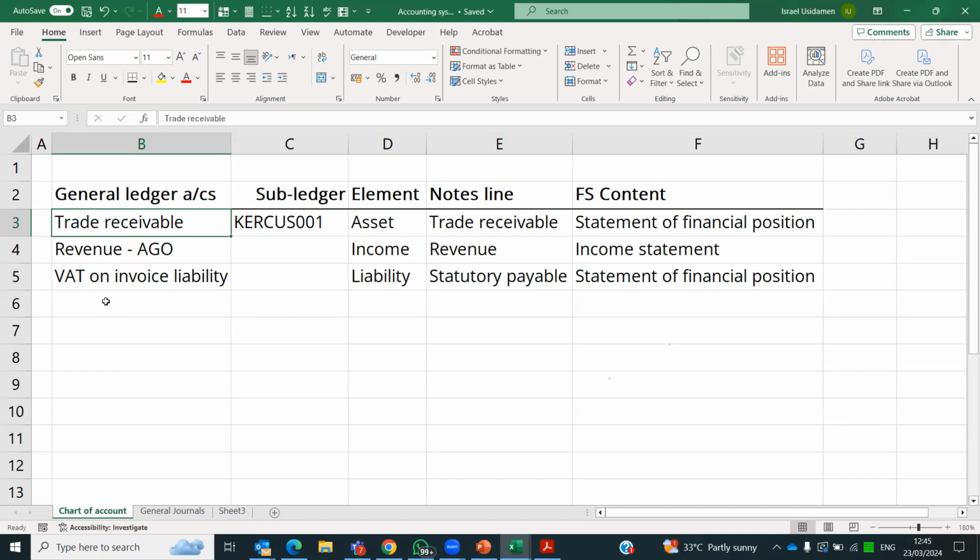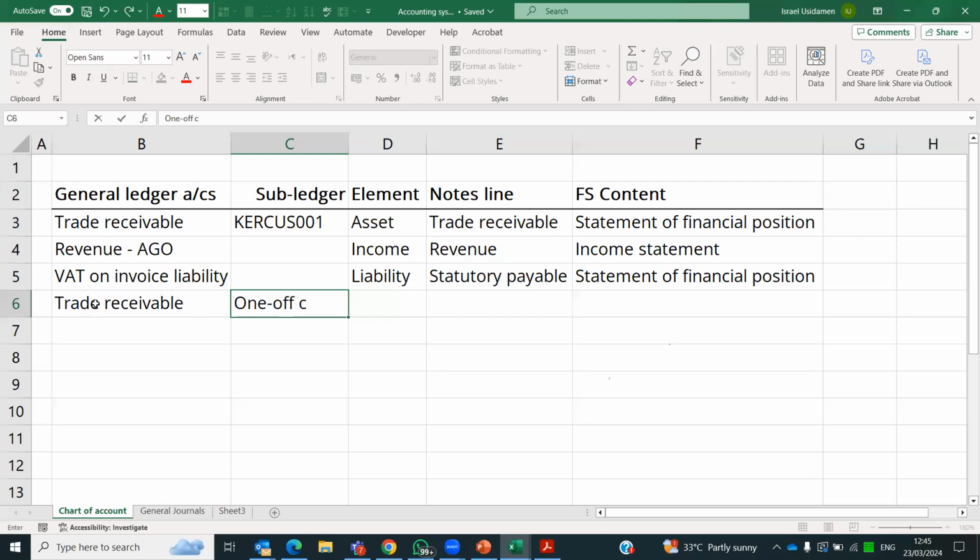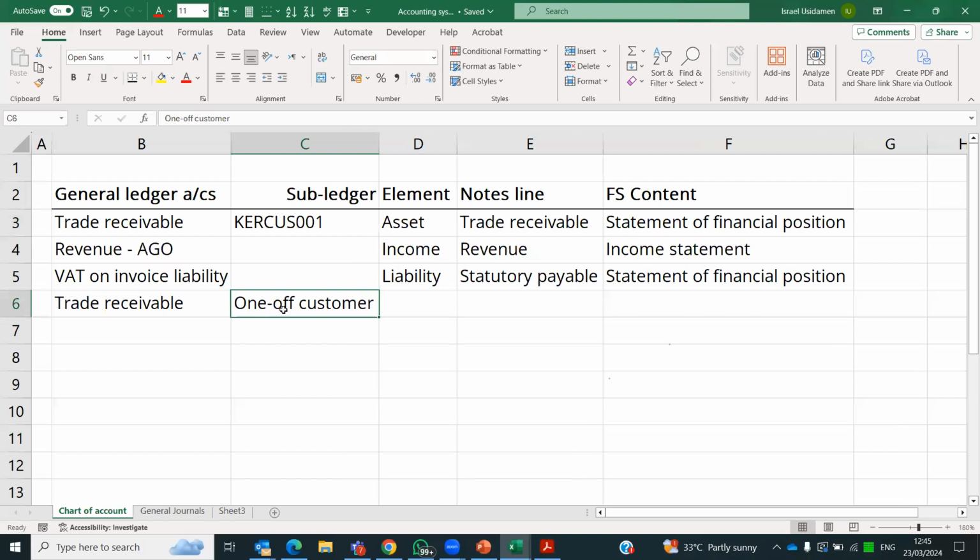But for walk-in people who just walk in, there is a big bucket of general customer subledger, like a one-off customer subledger. That is the word we used to call it. So I can have something like trade receivable, but I will say one-off customer as a subledger. You can see that it's not specific to a particular account. It's just a wide range of customers. So this is what you usually find in such a situation. All right, it makes sense.